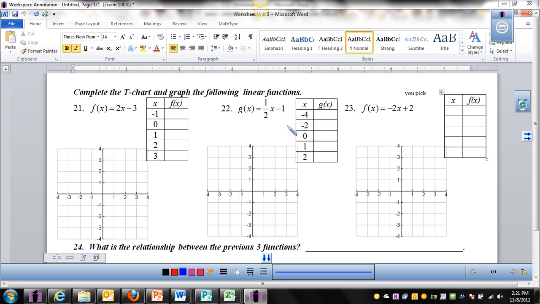Let me just take number 22 from our worksheet packet and explain where these numbers are coming from. So g of x is a function. See how you have the x, that's our domain, and our g of x, that's our range. We're going to find that out by finding g of 4.